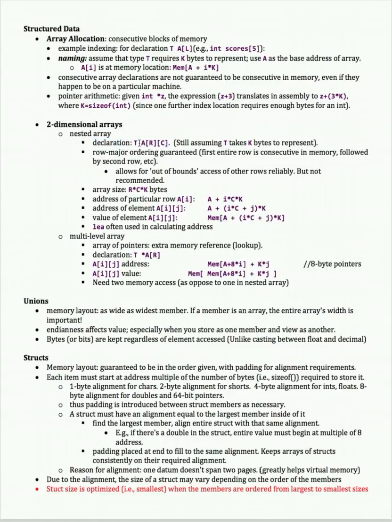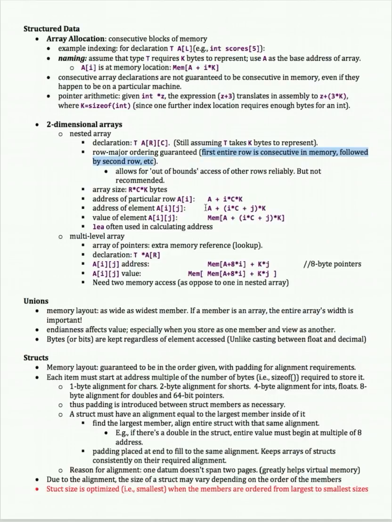And if you assume that the type T has a size of K, then the entire array size, if you have R number of rows and C number of columns, becomes R times C times K. Okay, and what is important here is that this type of two-dimensional array, or nested array, also takes up consecutive blocks of memory, where they are row-major ordered, indicating that the first entire row is consecutive memory, followed by the second row, the third row, the fourth row, and so on and so forth.